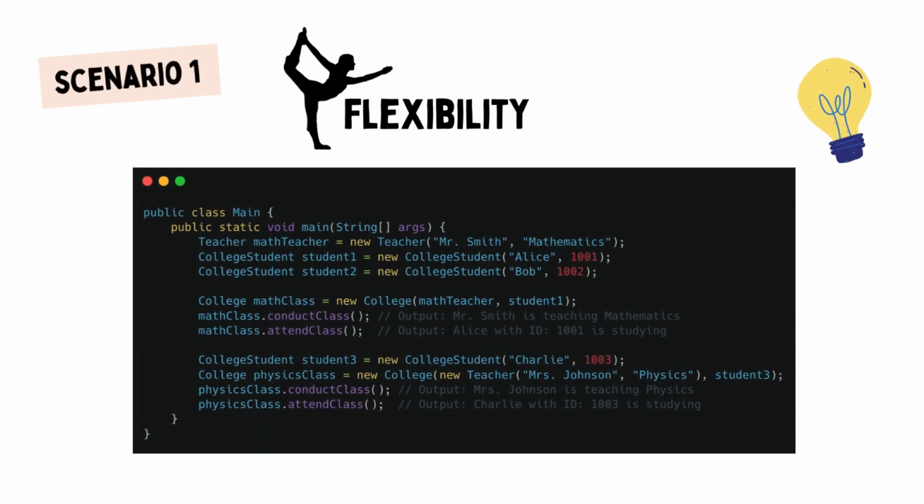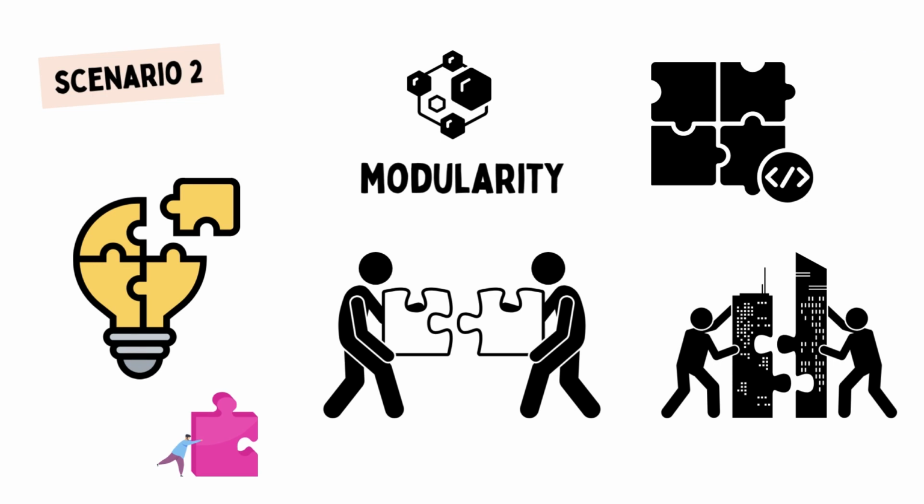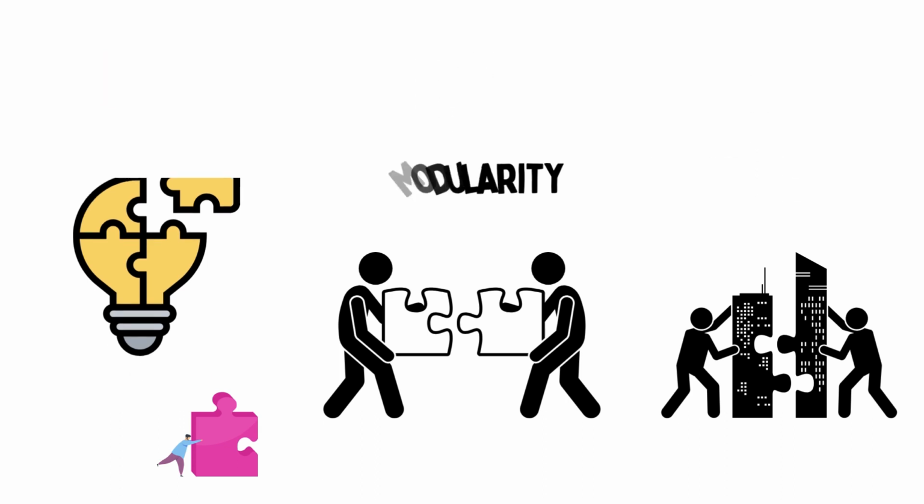Scenario 1. When greater flexibility is required, as composition allows classes to change behavior dynamically by replacing or updating the composed objects. Scenario 2. When there is a need for code modularity and separation of concerns, as composition allows for building complex objects by combining simpler components.